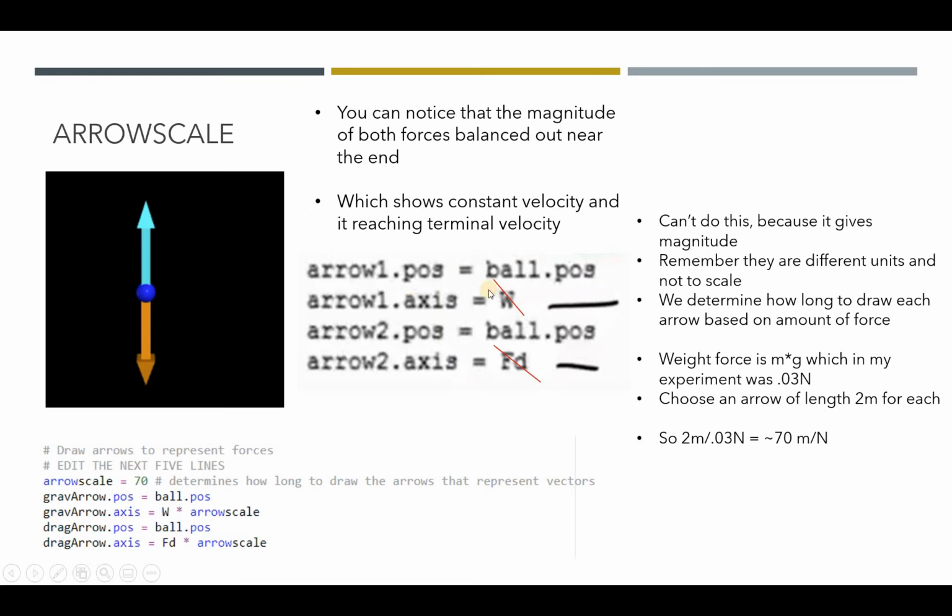And for the arrow length, you can't just set it to the weight or the force of drag. You can't do this because these numbers give magnitude. Remember, the different units are not to scale, so we determine how long to draw each arrow based on the amount of force. For the weight force, it was mass times gravity, which was 0.03 newtons in my experiment. I chose an arrow length of 2 meters for 0.03 newtons, so you divide the meters over newtons, which is going to be around 70 meters per newton, our arrow scale, and then you multiply weight times your arrow scale. I also did the same thing for force of drag to get them in the same magnitude in units. And this is why they look similar, and that's it.